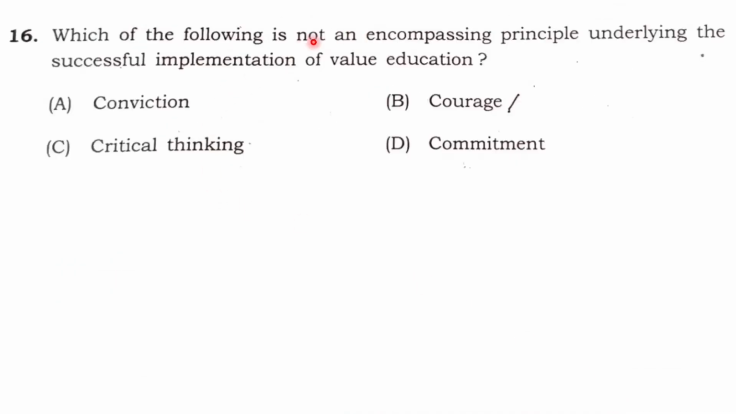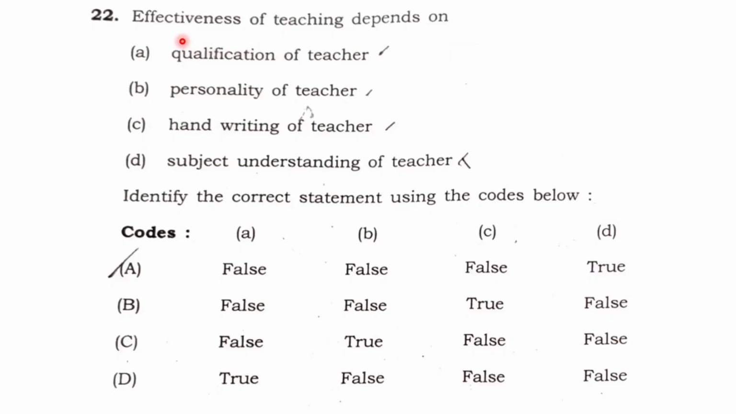Next question: which of the following is not, the key here is not, an encompassing principle underlying the successful implementation of value education. Clearly conviction, critical thinking and commitment are value education implementation helpers, but courage is not. So the correct answer of this question is courage. Next question: effectiveness of teaching depends on what? Clearly the effectiveness of teaching depends upon the subject understanding. Rest we will see later. The most appropriate answer is subject understanding of the teacher, and only option A gives us that to be true. So therefore 22A is the correct answer.